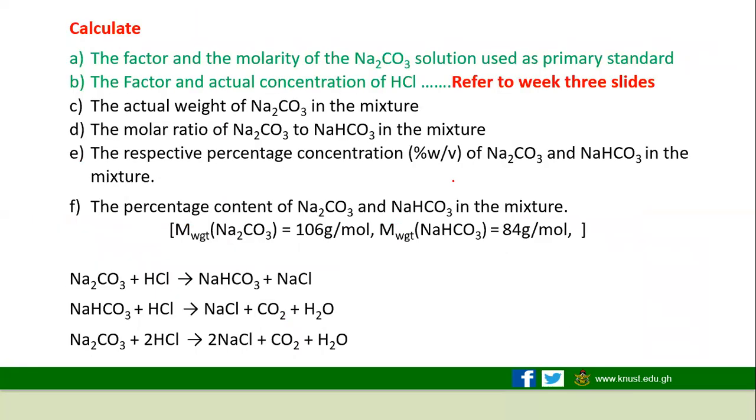Good. Now the questions. We are supposed to find the factor and the molarity of the carbonate solution used as primary standard. Now, the factor of this one, we've done it already, is equal to the actual weight you measured over the expected weight from the equivalent calculation you did. Then the molarity will be equal to the concentration, right? That is the expected over the nominal. It is the same as the concentration of the acid being standardized. So we are talking about 0.3 molar times the factor that we got from the first instance.